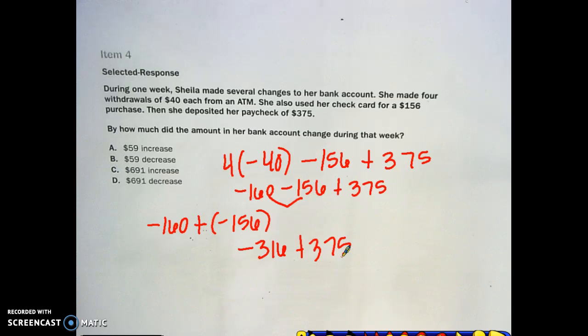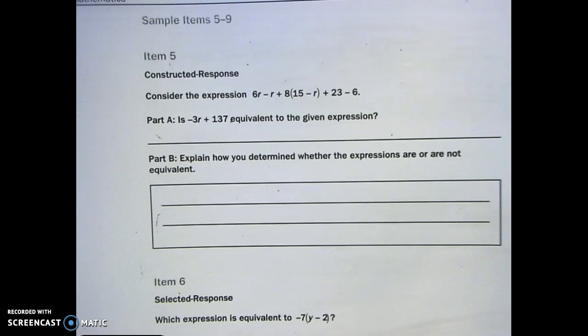Then she deposits her paycheck of $375. So my signs are different. I'm going to subtract. 375 minus 316 is 59. The bigger number is positive, so that is an increase, a $59 increase to her bank account. All right, so the first 4 questions wrapped up Unit 1. Basically, everything that's on Unit 1 for the most part.